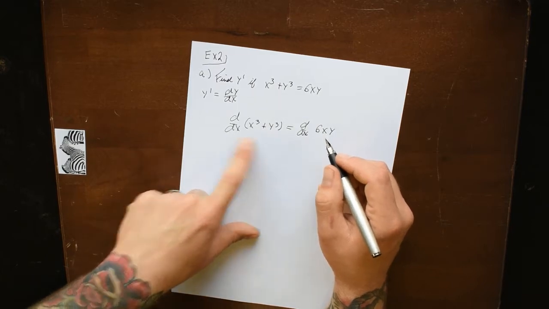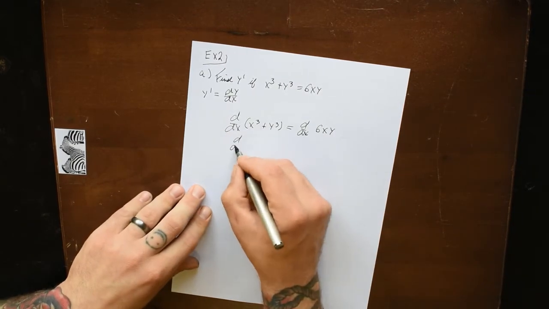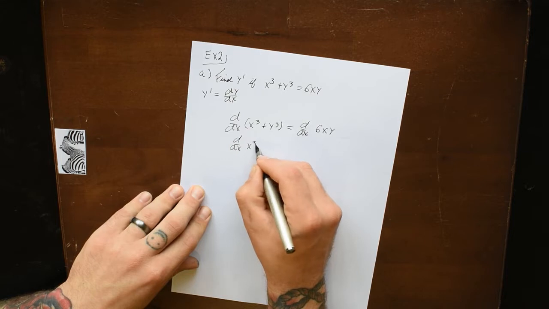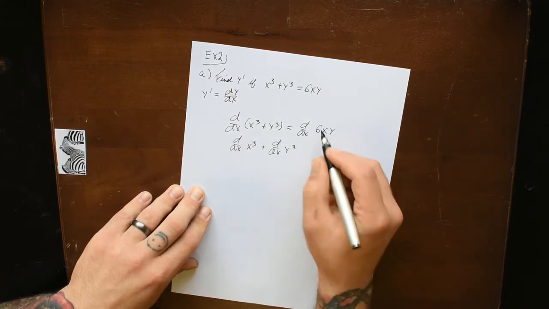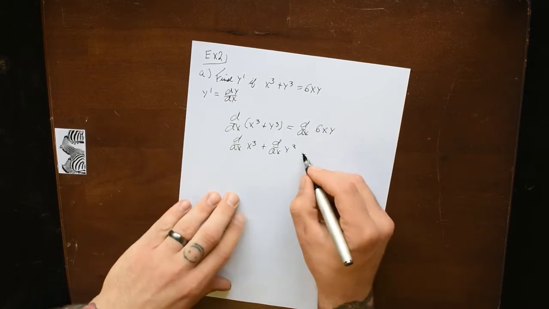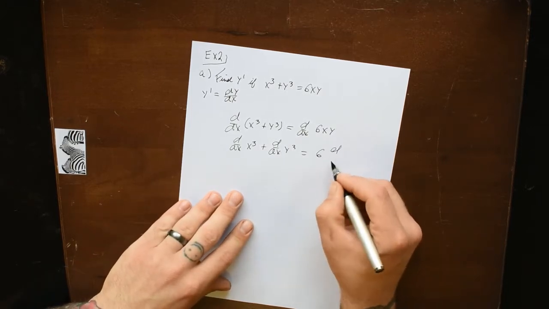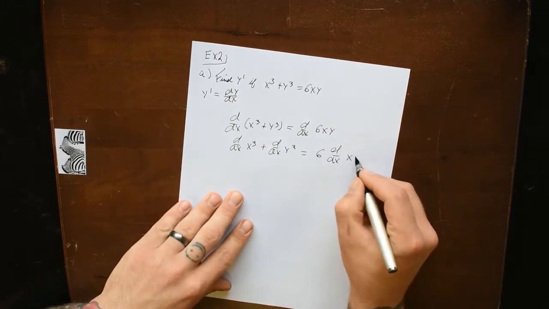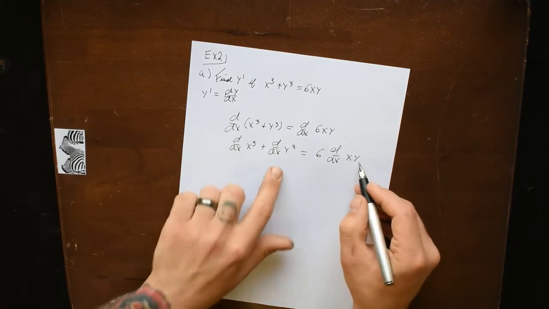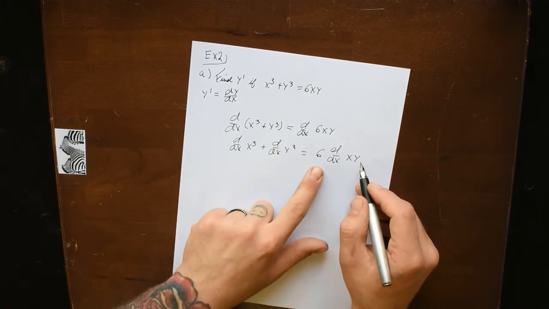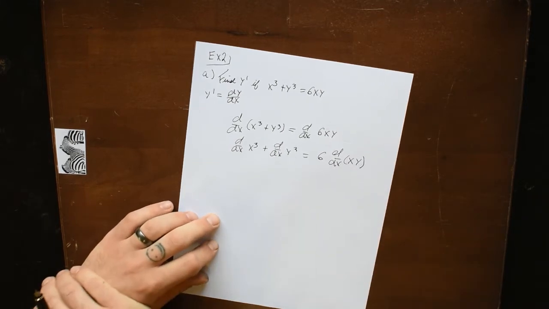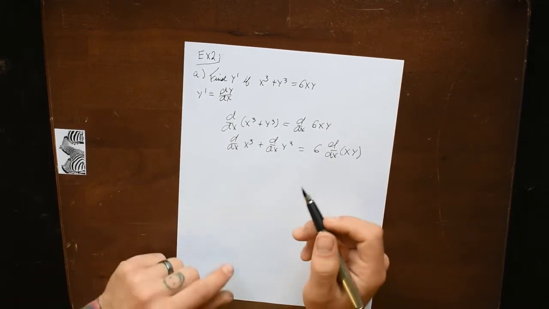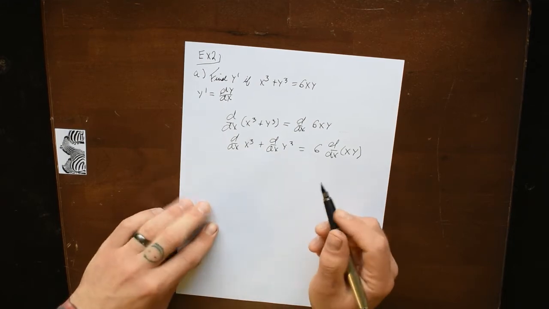Derivatives distribute over addition. And constants can be pulled out. Remember, y is a function of x, so y can't come in front of the derivative. And, for good measure, we should put parentheses around y and x. Now we actually go through and we take the derivative.